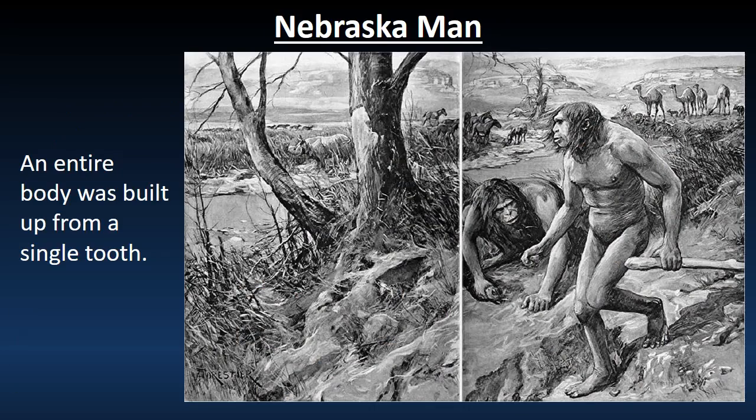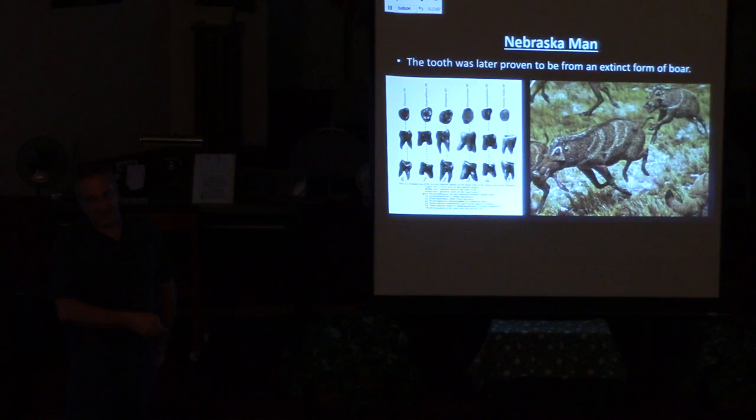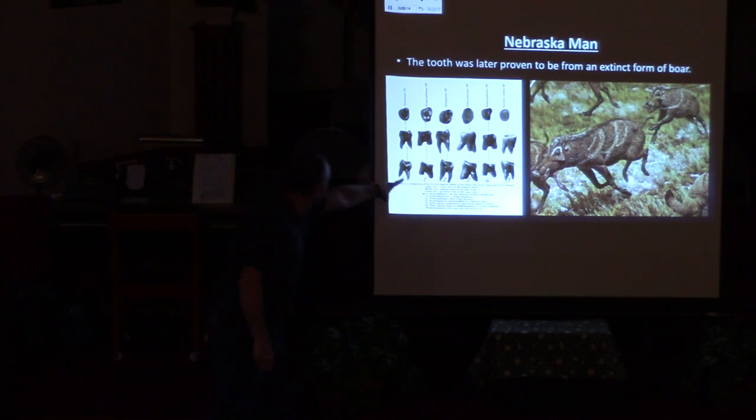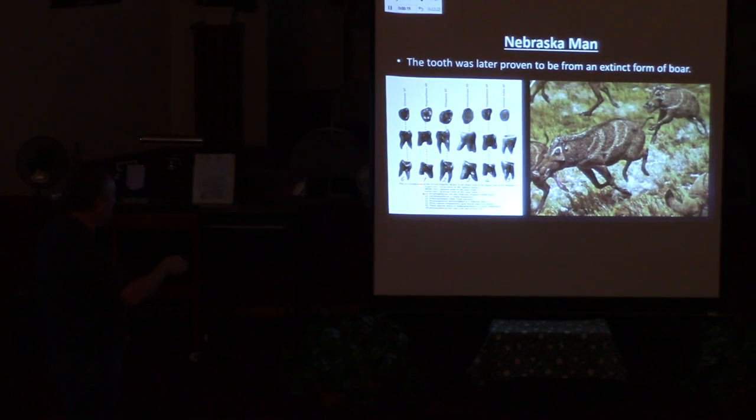The Nebraska Man. An entire body was built up from a single tooth. The tooth was later proven to be from an extinct form of boar. That doesn't get much worse than this. This is just a disgrace. So that's the boar, and it's actually number 1 tooth. It's this tooth right here in the second row, actually, that was found.